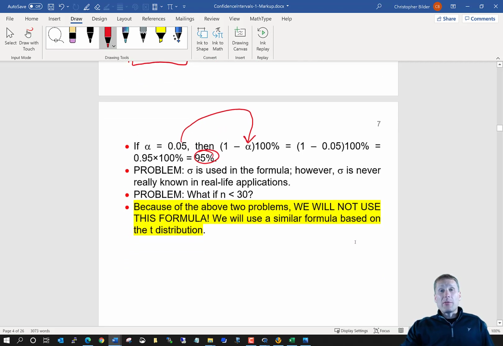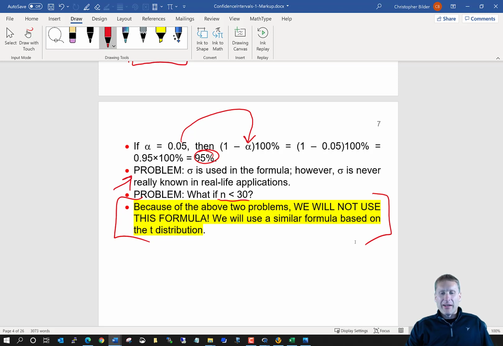Now I have the word problem in capital letters. That must mean we have a problem. We do, kind of. Sigma is used in that formula. So sigma is the standard deviation of, let's say, the y's that exist in the population. We don't know what this sigma is in a real-life application. What do we do? We'll see shortly. Also, what if n is less than 30? Well, this confidence interval may still work, but maybe the approximation is not going to be as good.